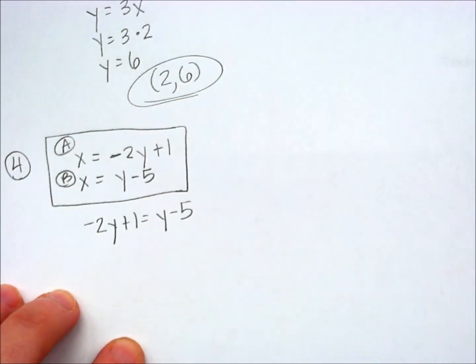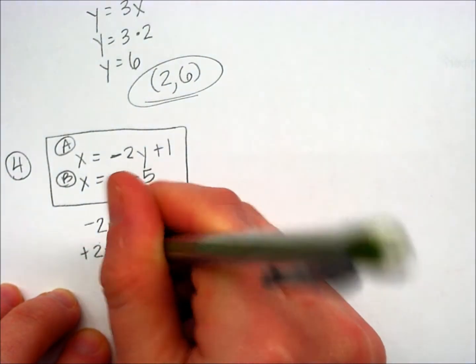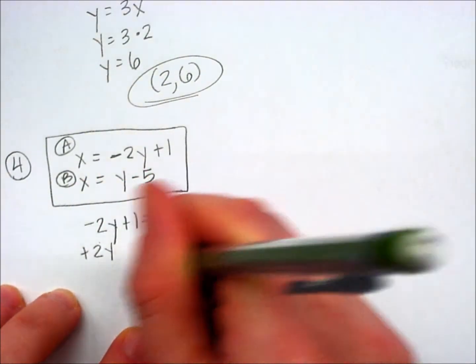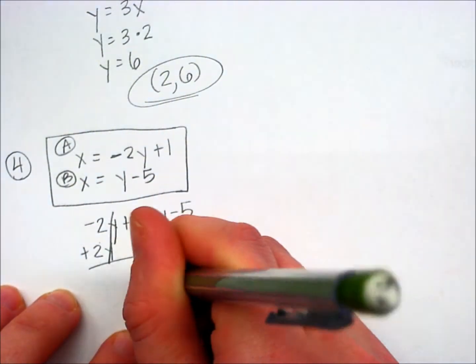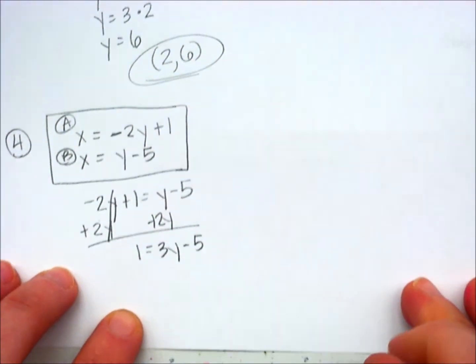So far, this is a lot easier than yesterday, I think. We'll make it more difficult in a few minutes, though. All right, so get all your variables together. I would add 2y on both sides, so that way I don't have to deal with negatives. So that leaves me with a positive 1. That's a 3y minus 5.